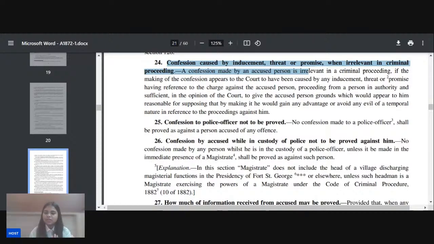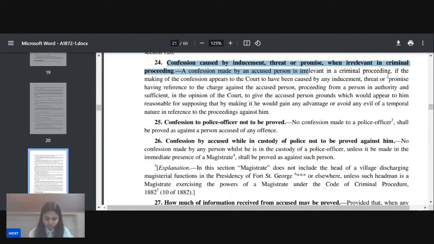If a person is confessing in front of someone else, it will not be irrelevant just because of the presence of a policeman around, but still it's saying that if you are confessing to a police officer, it is not admissible, right? And a police officer is one who has the power to investigate also, or who has the power to submit a police report, or any police officer who is dealing with your case, right? That confession to him is not relevant or not admissible.